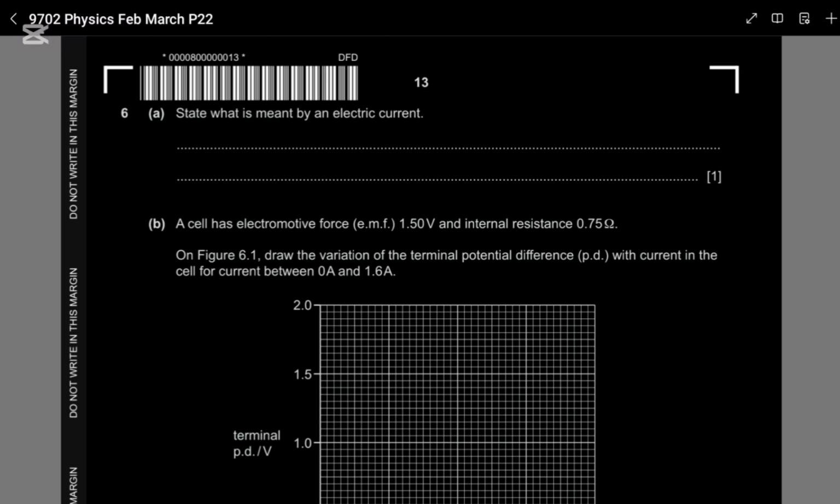Alright, so question number 6, part A. State what is meant by an electric current.